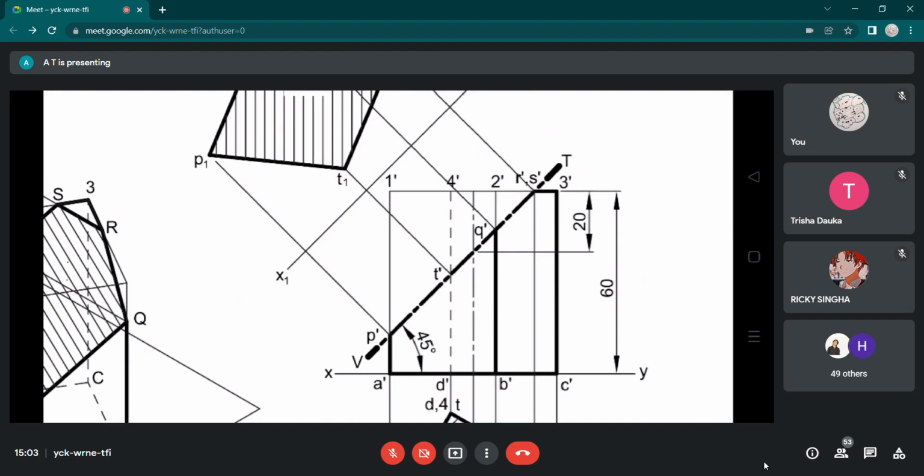So you got the vertical trace. Now let the VT, that is the vertical trace VT. You see, it is given a VT. VT will cut A dash 1 dash at which point? You tell me, if you have understood the figure well. VT will cut the edge A dash 1 dash where? At which point will it cut A dash 1 dash?